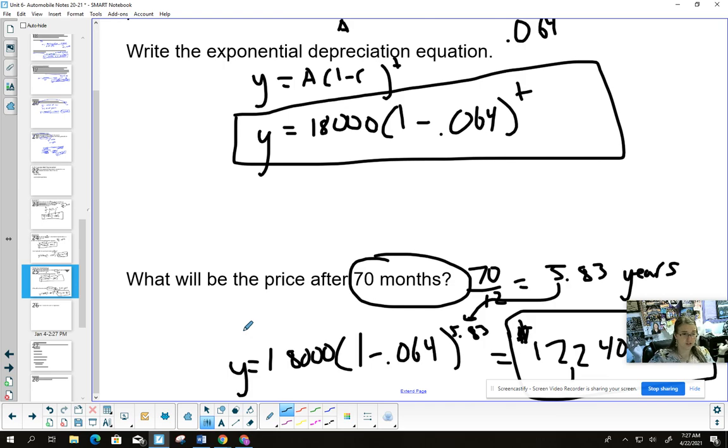So again, those are the only two questions you will be asked: either write the equation or plug into it. Like I said, t represents the number of years. Just keep an eye out for if it gives you months or years. We need to know the years to be able to plug into it.